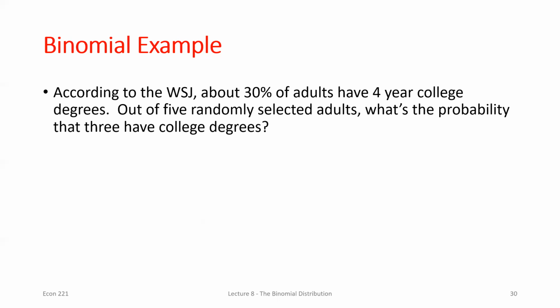Here, I've got 3 things I always need to identify. What's my number of trials, n? What's my probability of success in any one trial? And what is the number of outcomes I'm interested in finding the probability of? Here, what would my number of trials be? Yeah, I'm selecting 5 people at random. It's kind of like my eye color example. What's the probability of success that any one person has a college degree? 0.3. And then I'm interested in finding the probability of exactly 3 people having a college degree.